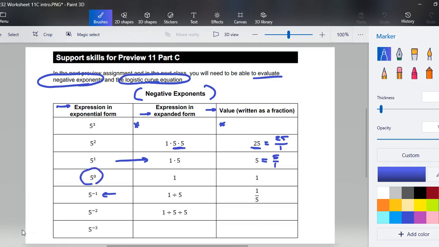This one's interesting, but notice what the pattern is with our 5s. 5 squared, we have 2 5s. 5 to the first, we have 1 5. 5 to the 0, we have no 5s, but we still have a 1, and that's our answer. Anything to the 0 power is going to end up being 1. And then we do a crossover.